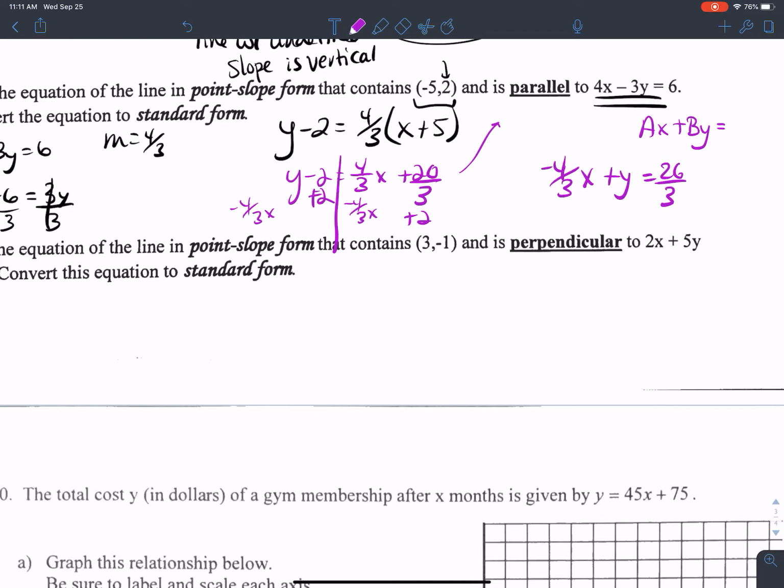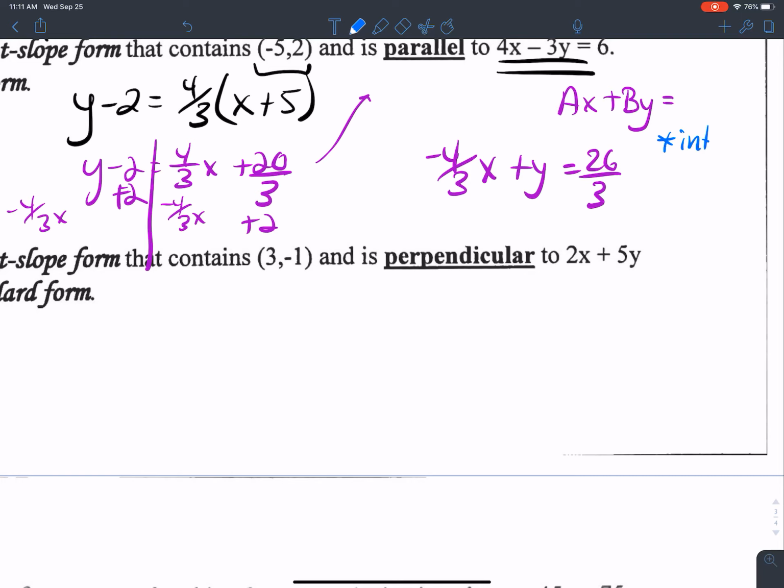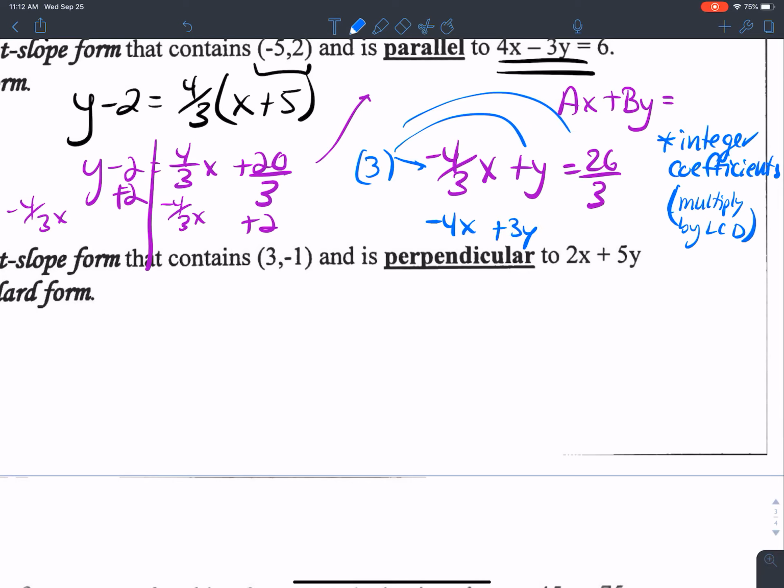so 26/3. Now, the last part about standard form, we normally or usually have integer coefficients. It's very common to have integer coefficients, unless we're doing some sort of application problem, like where I'd want to use decimals maybe for money or something. So here we're going to have to sweep the fractions. We just multiply by common denominator. It's best if you use the least, but any common denominator works. I'm just going to multiply everything by 3. So this turns into negative 4x, this turns into 3y, and the 3 cancels over here just to be 26.